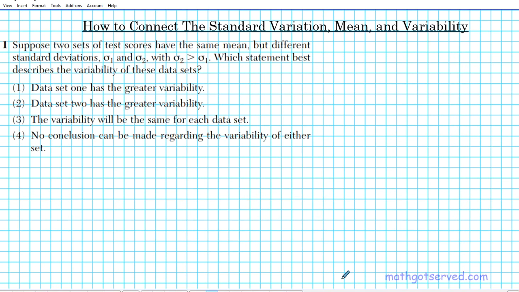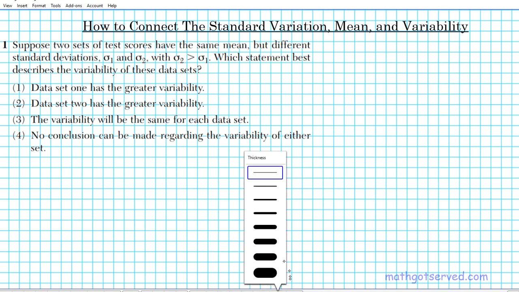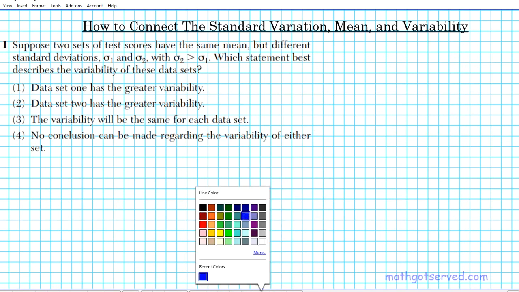So in question number 1, we've been assessed as to how to draw a connection between the standard deviation of two data sets, the concept of mean, and also the size of variability. Alrighty, so before we answer this question, let's do a real quick refresher on the measures of variability that we have in statistics. It's important that you know all of them.